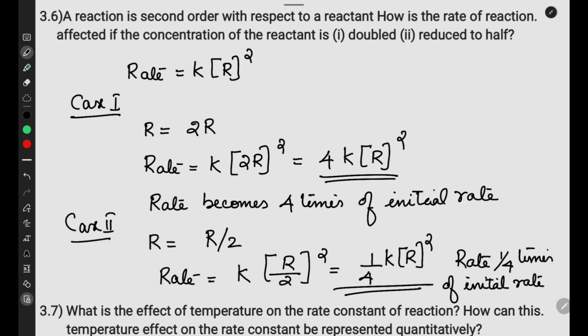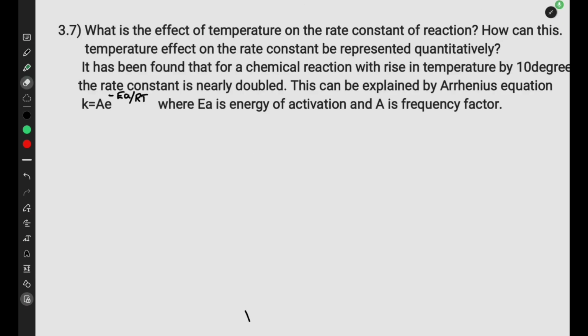Rate becomes 1 by 4 times of initial rate, or rate decreased by 4 times. The effect of temperature on the rate constant of reaction. How can this temperature effect on the rate constant be represented quantitatively?